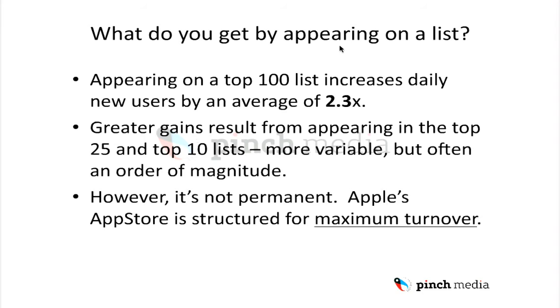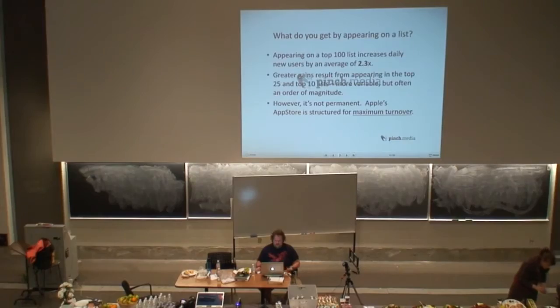Why does anyone care if you get on the top 100 list? So take Steven, right? Steven just cracked the top 100. By just getting on the top 100 list, you get 2.3 times more users. That's the argument of why you want to bunch up your publicity. You get 2.3 times more users, which is huge. So there are obviously greater gains from getting in the top 10, the top 25 or whatever. The point from the Pinch guys, Greg, is that it's more variable. He can't give an average number, but it's often another order of magnitude.